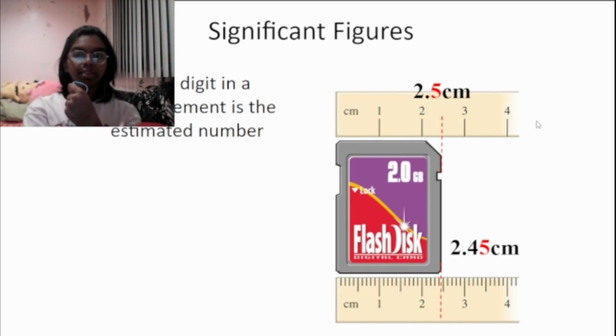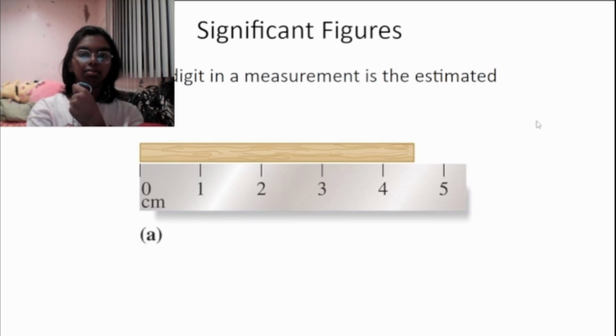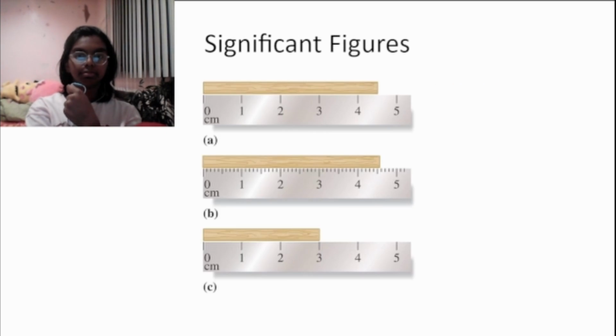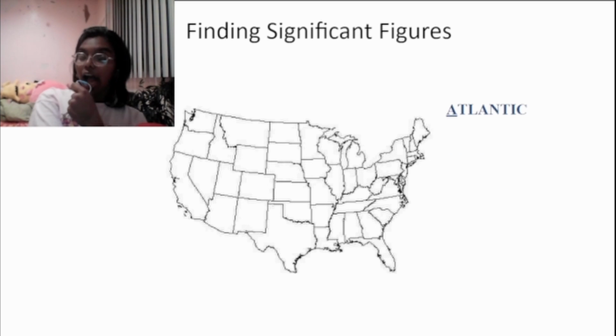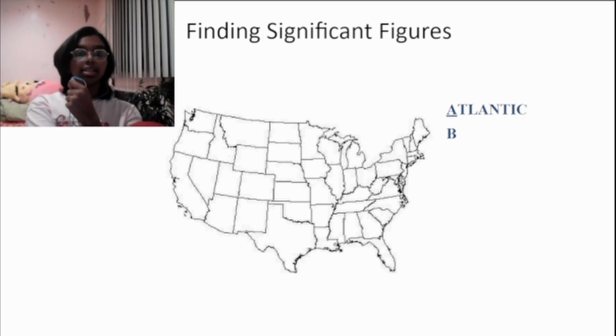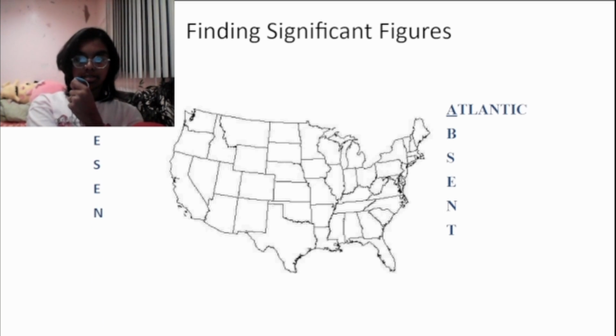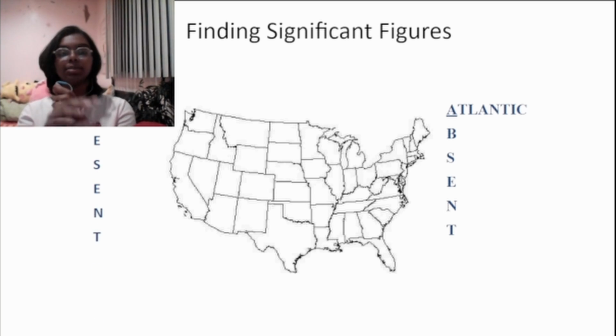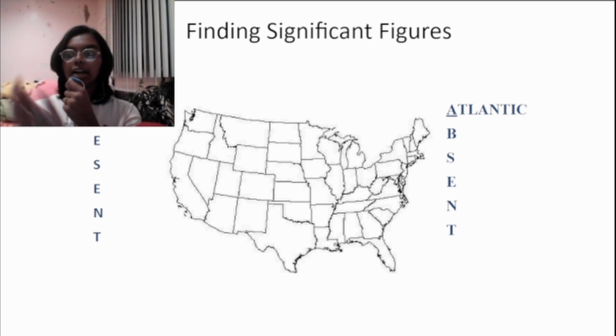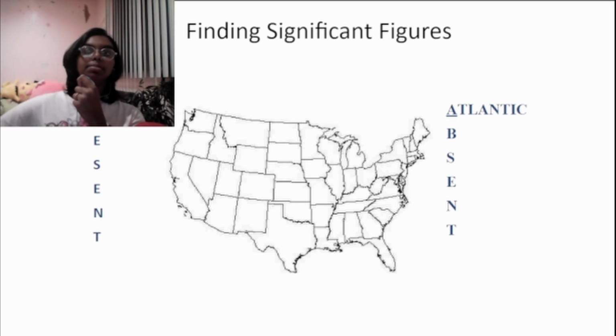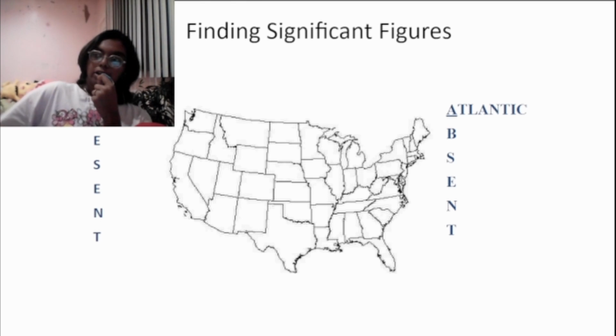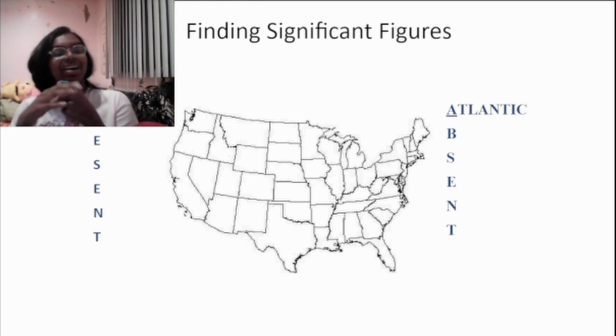So significant figures. Okay, how do you find the significant figures? So this is the Atlantic Pacific method. Present and absent, Atlantic Pacific. If you're outside the US, it probably isn't going to help you. Apologies. Can't do anything about it.